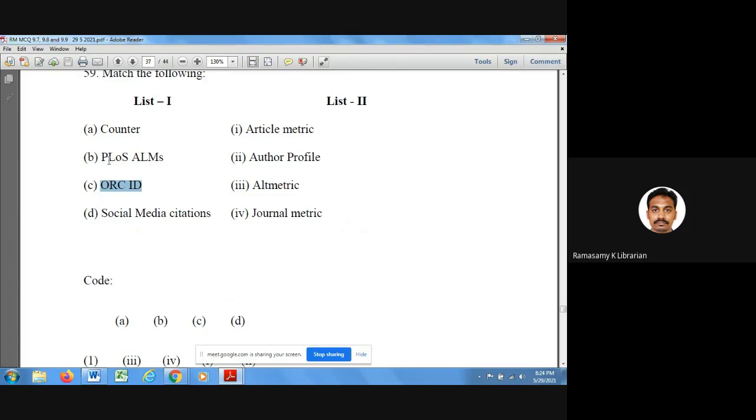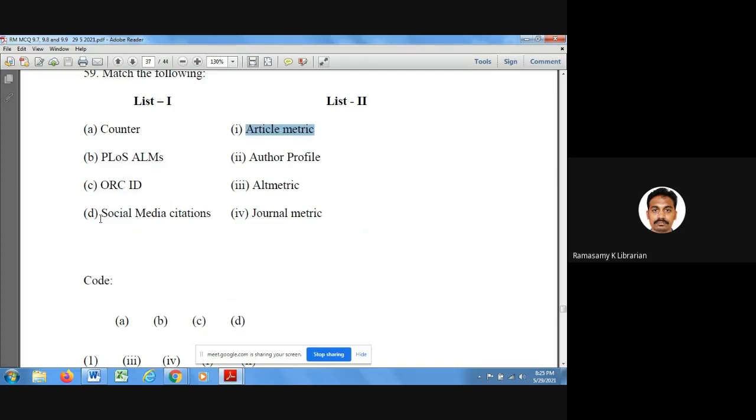Then comes PLOS, the Public Library of Science, a publisher who publishes very high impact journals in the open access mode, especially in biology and biosciences. They have ALM, article level metrics. I think we discussed it in the altmetrics section. How many people have viewed, downloaded, cited, tweeted, mentioned, discussed, or researched a particular individual article. ALM is article level metrics, also called article metric.